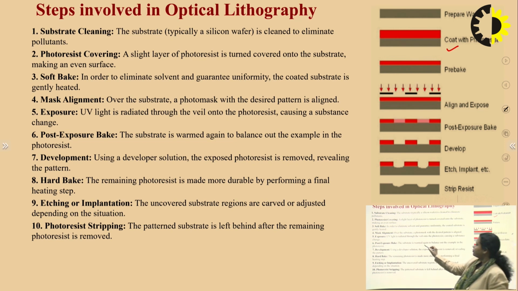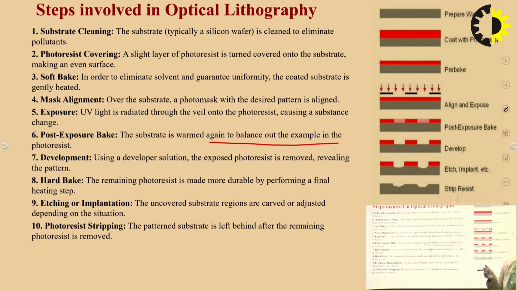So the substrate is warmed again to balance out the exposure in the photoresist. To balance out, you can say the extra photoresist will be taken out. Then we have develop, with the help of positive photoresist and negative photoresist, we have developed this structure. Then the last is etching and implant.